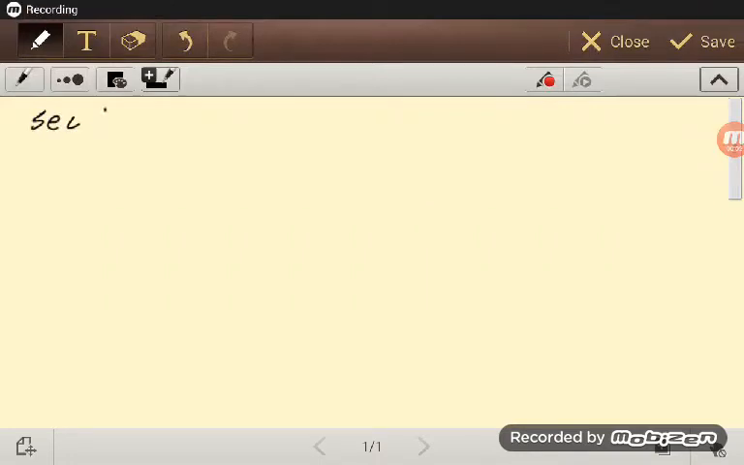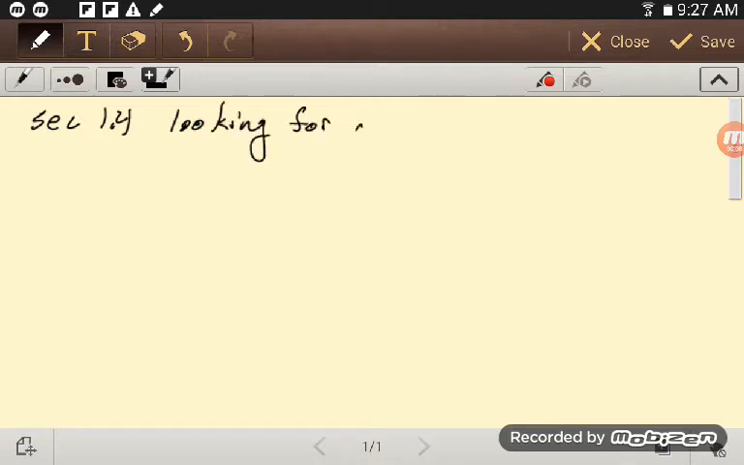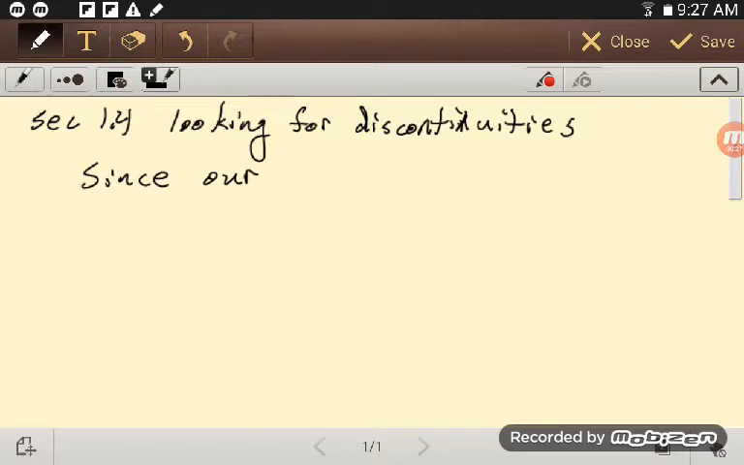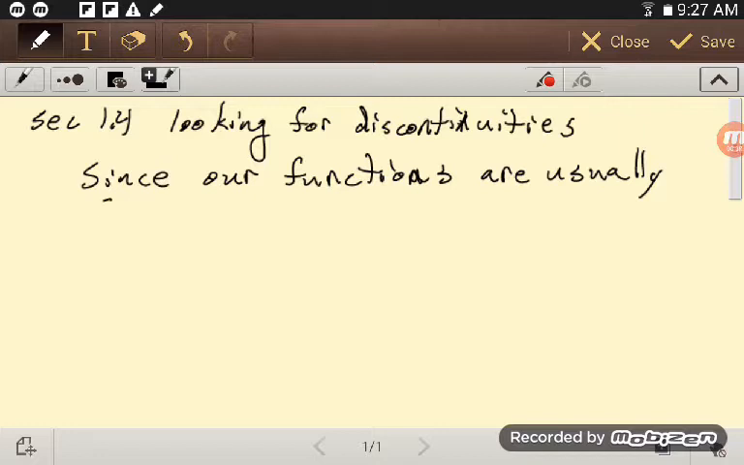Okay, more section 1.4. Looking for discontinuities. Pretty much, since the functions that we tend to deal with are usually fine. Look for problem points.